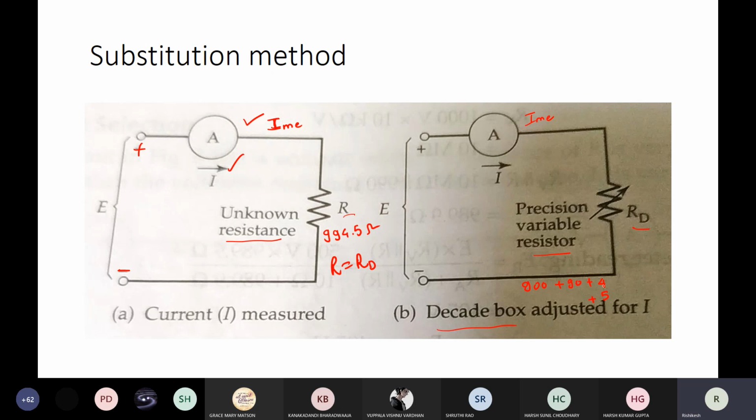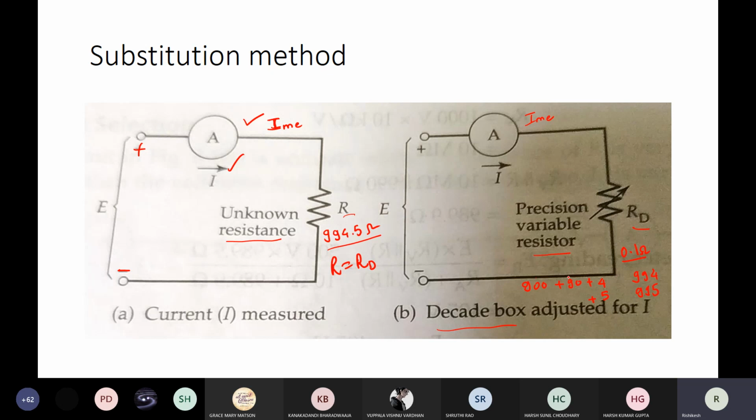Either 4 or 5. So either I can measure 994 or 995. If I have a better decade box, let's say, with a precision of plus or minus 0.1 ohm also, then of course I can get to 994.5.